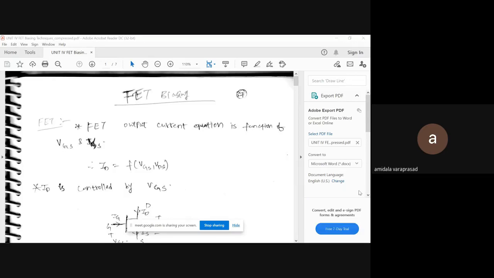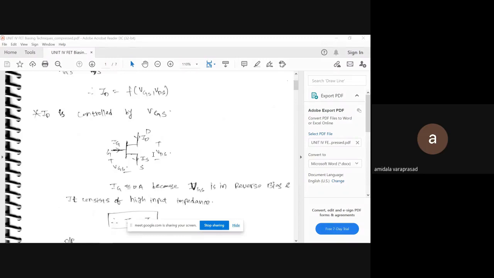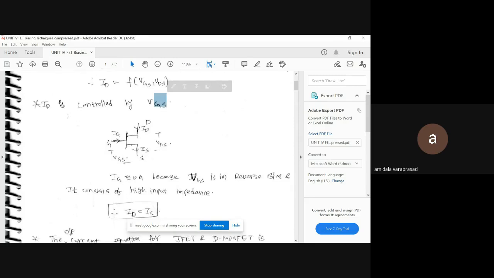Okay, this is 15-minute part B. FET biasing is simple. The FET output current equation is a function of two voltages, VGS and VDS: ID is a function of VGS comma VDS. ID is controlled by VGS. We already said if VGS is negative, ID will decrease; if VGS is positive, ID will increase.